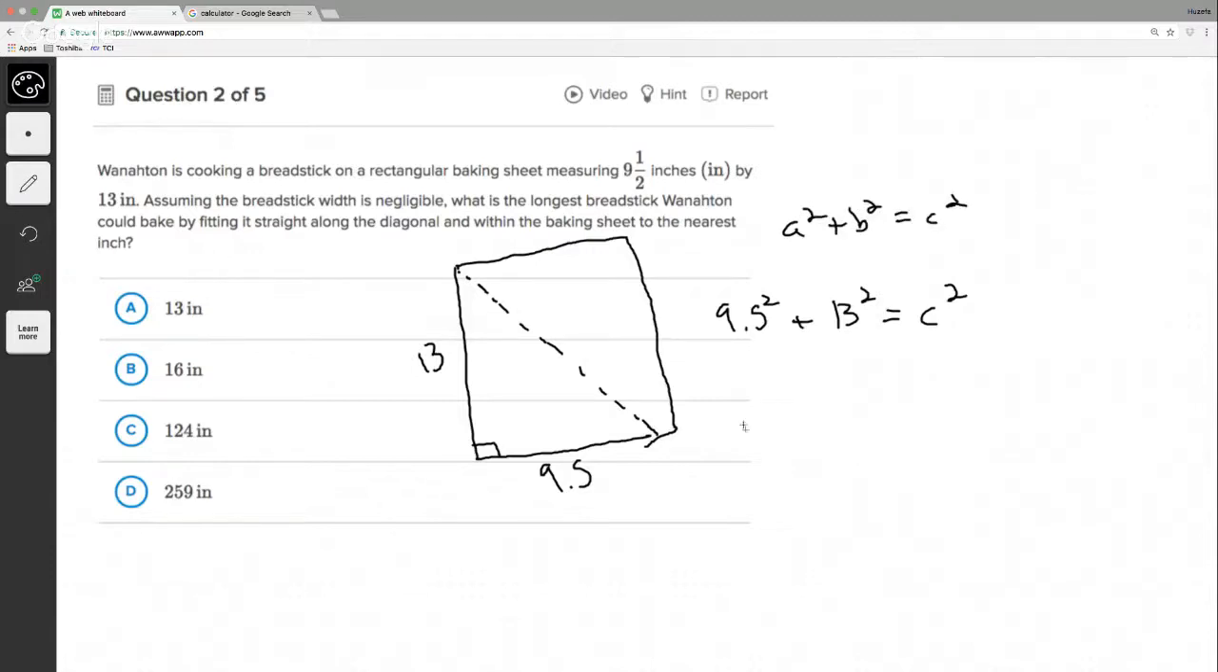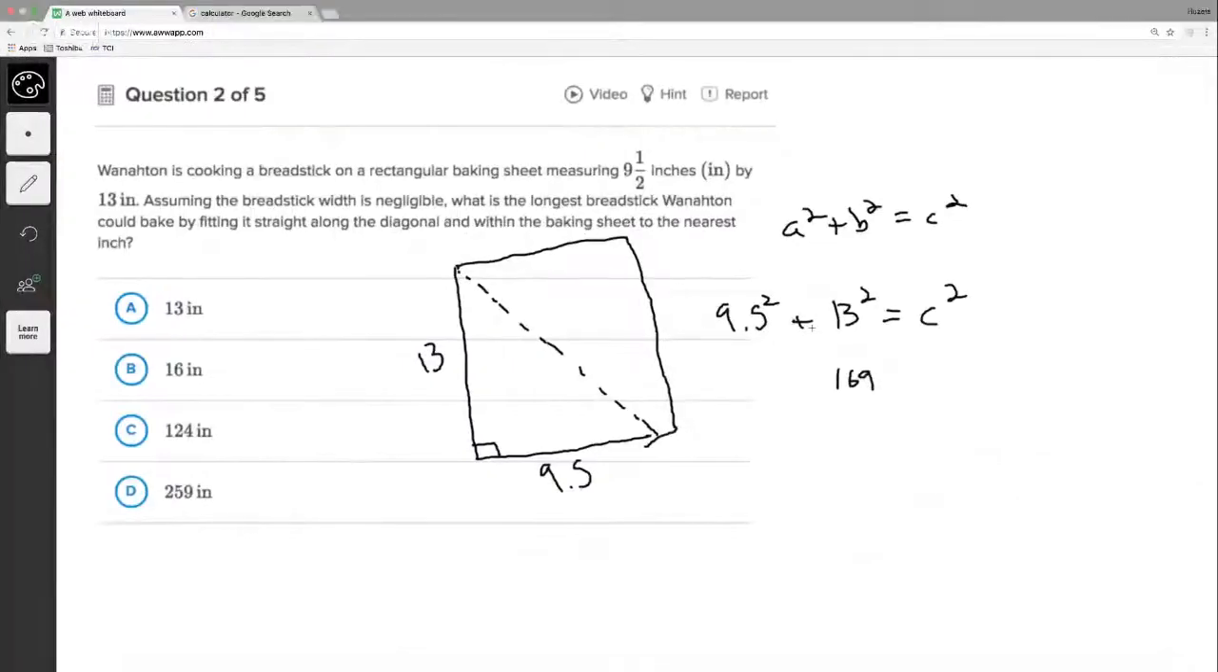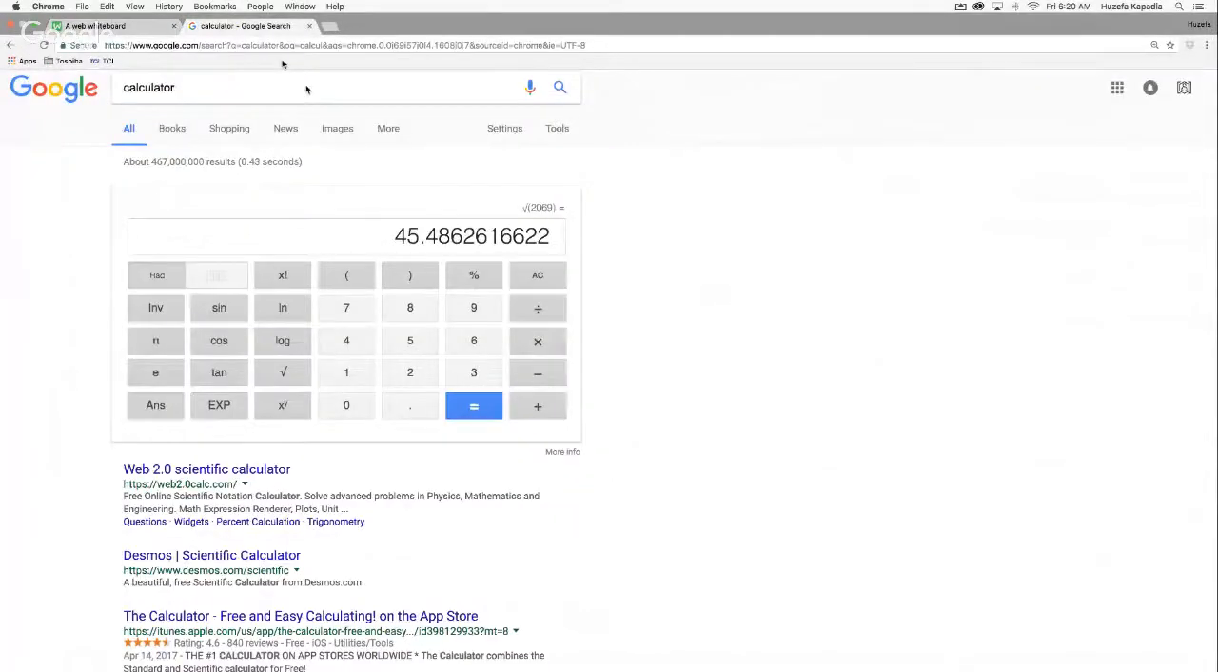And what is the answer? This is 169. We're going to need a little calculator help. Make this a little faster. Oops. So what's 9.5 squared?